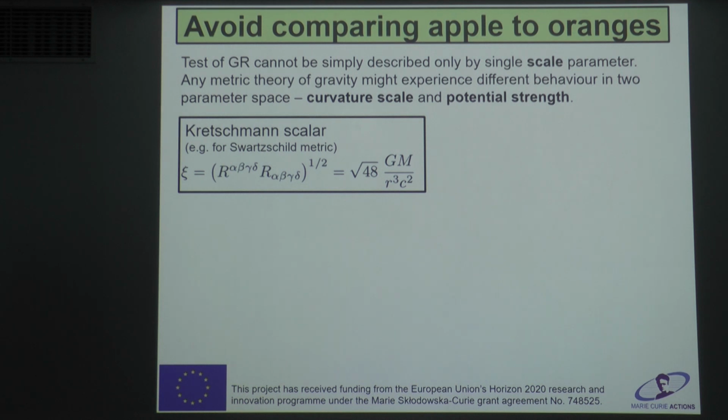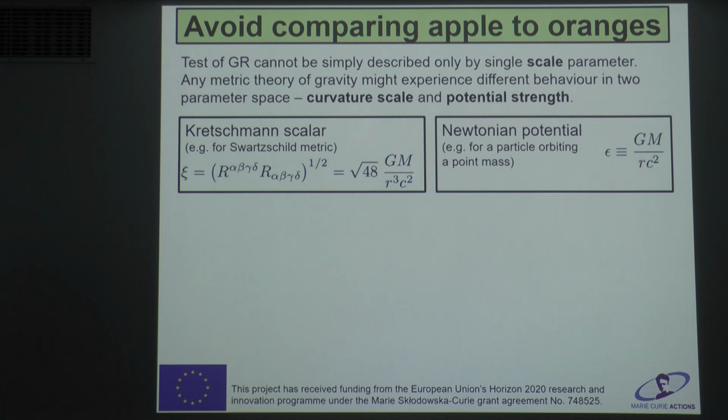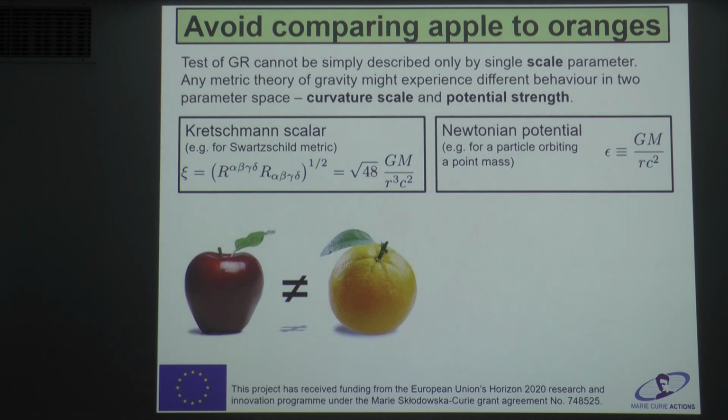And I'm going to give you examples, very simplified, from the Schwarzschild spherically symmetric metric, because these objects are more complicated for more complicated metrics. But nevertheless, you can construct something we call the Kretschmann scalar, which is a contraction of the Riemann tensor that can be thought of as a measure of the local curvature of space-time. And of course, you can use the Newtonian potential of a body on a circular orbit around another body as a strength of the gravitational force potential, the depth of the potential well. And these are not the same thing.